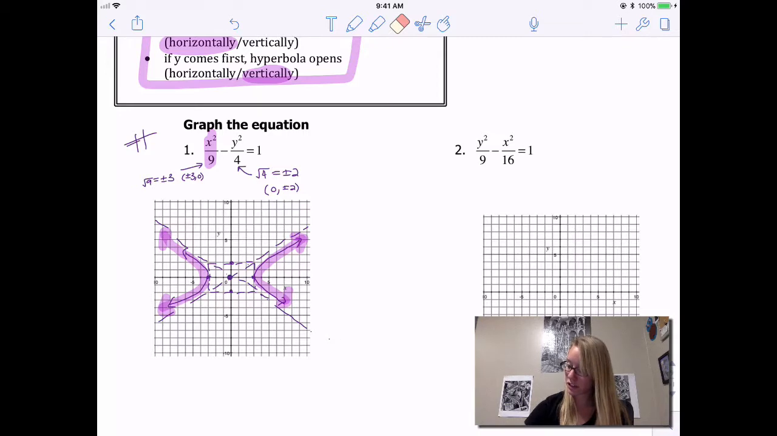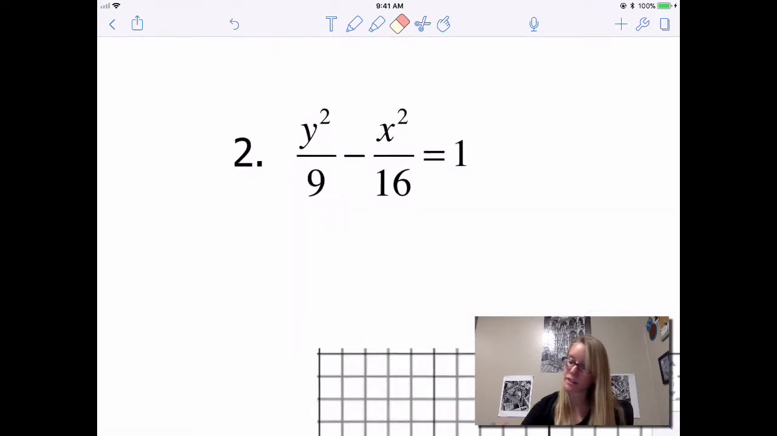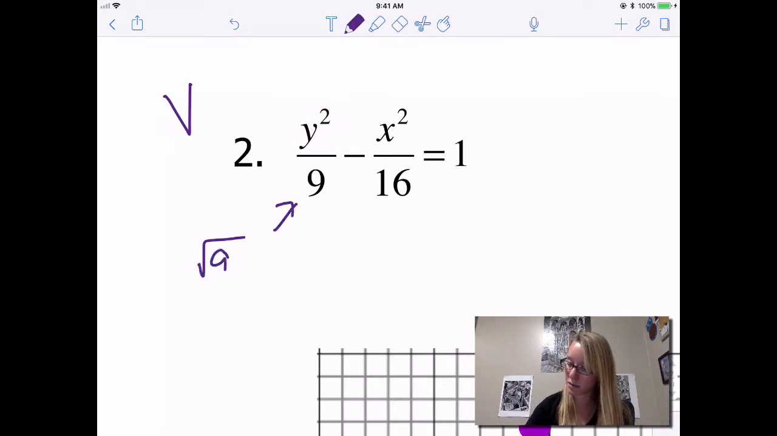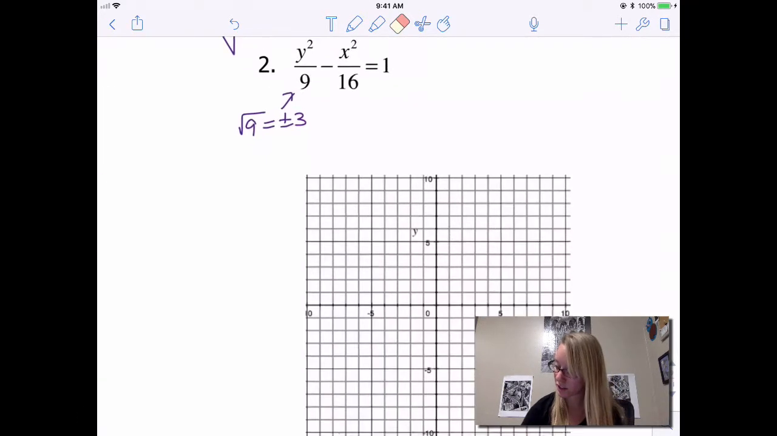So for number 2, let's go ahead and decide what way this opens before we graph anything else. We've got y squared over 9 minus x squared over 16 equals 1. My y is first, which means this is going to open up and down, vertically. So it's going to look like this. Now to get our points, the square root of 9 is plus or minus 3. So starting at 0, it's up and down because it's y. Up and down I'll go 3.